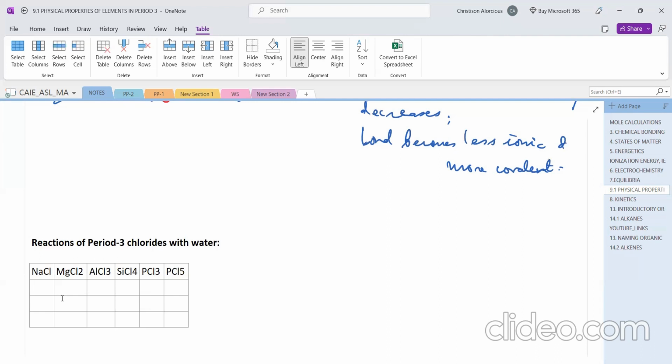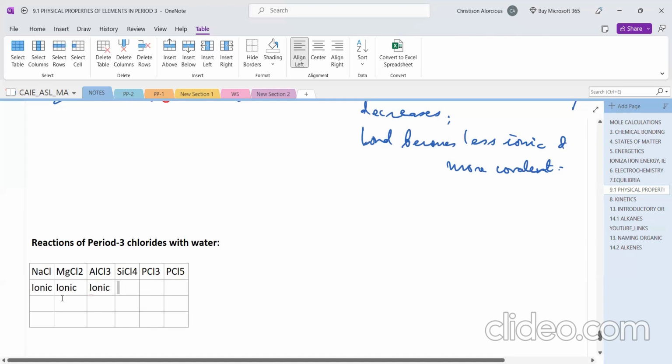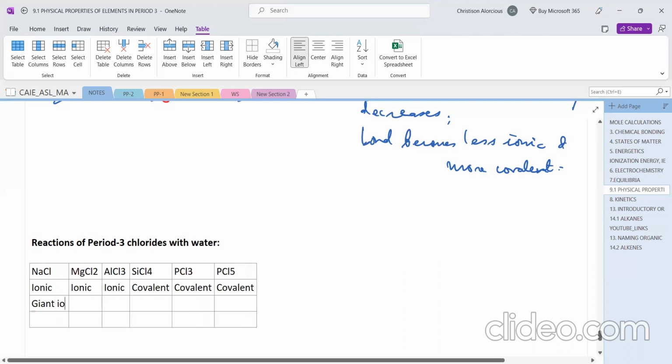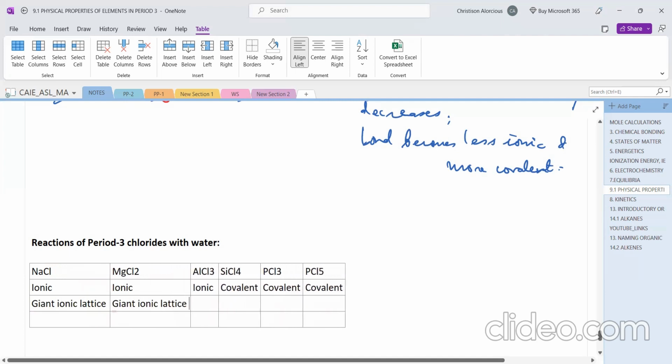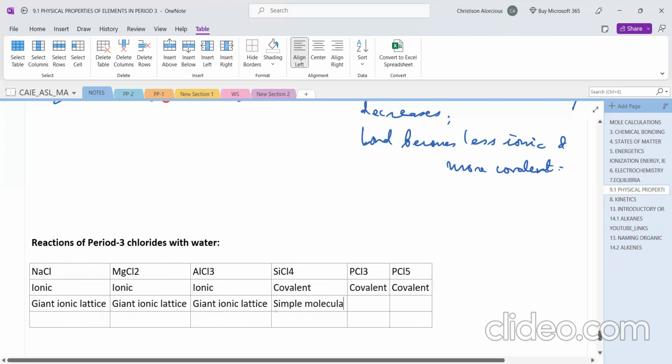We know that the bonding in this one is ionic, ionic, ionic. This is covalent. Unlike the oxide of silicon, the chloride of silicon is actually a simple covalent molecule. This is covalent, and this is covalent as well. Structures: you know that this is a giant ionic lattice, giant ionic lattice, giant ionic lattice, simple molecule, and simple molecule.